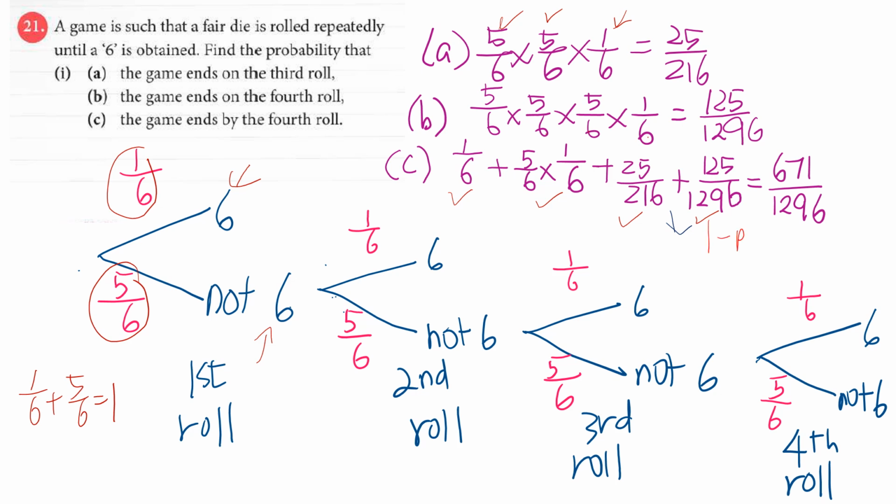Another way of doing it is 1 minus probability of not getting a 6 in 4 rolls. That means all the 4 rolls you never get a 6. Okay, you still get the same answer. So it's 1 minus not get the 6, which means fail, fail, fail, fail. If you work it out, 1 minus 5 to the power of 4 over 6 to the power of 4, you get the same answer as what we have above, 671 over 1296. Okay.